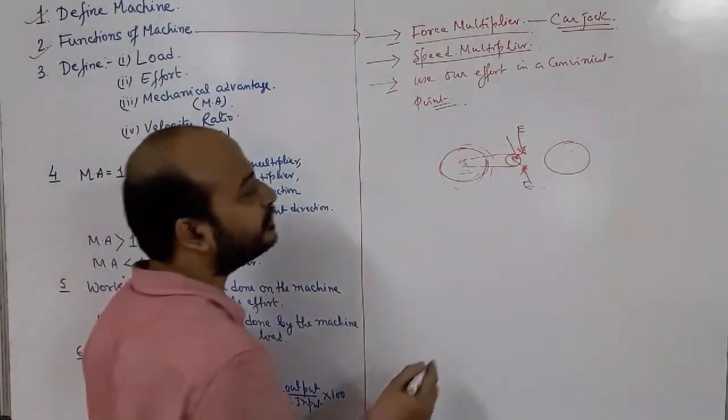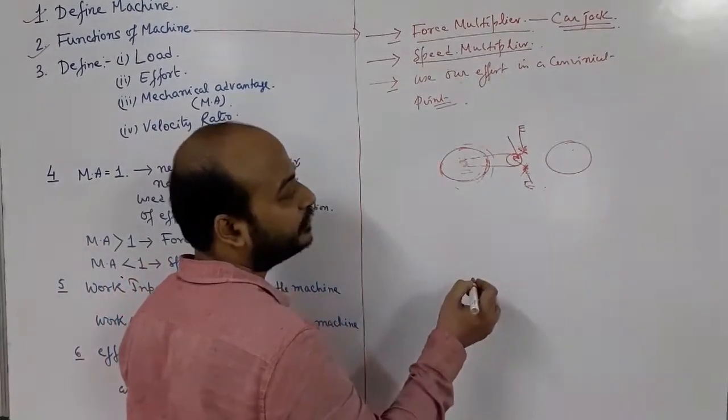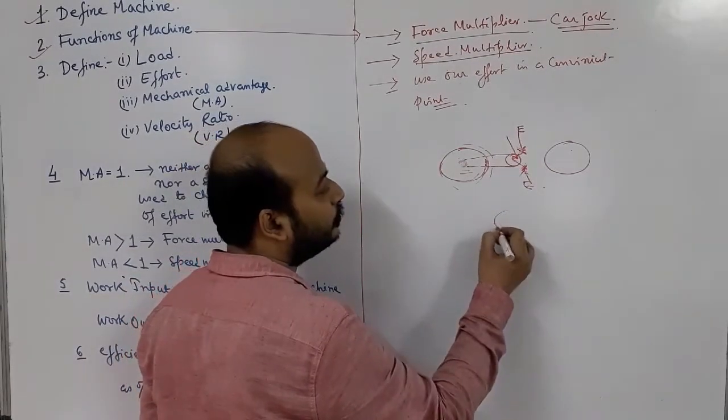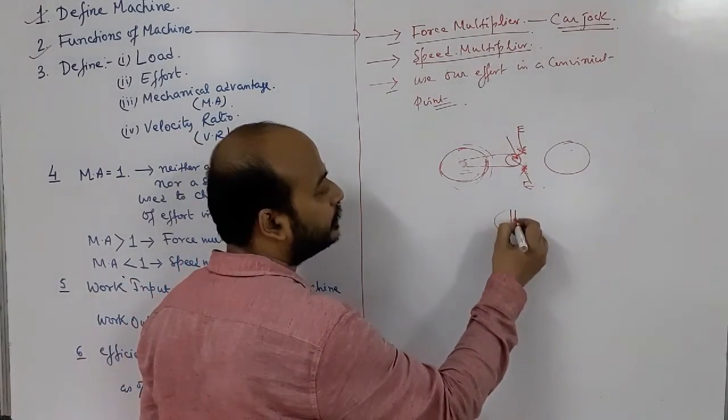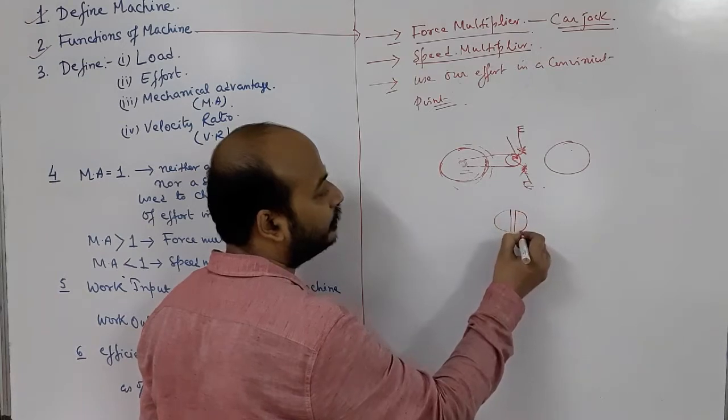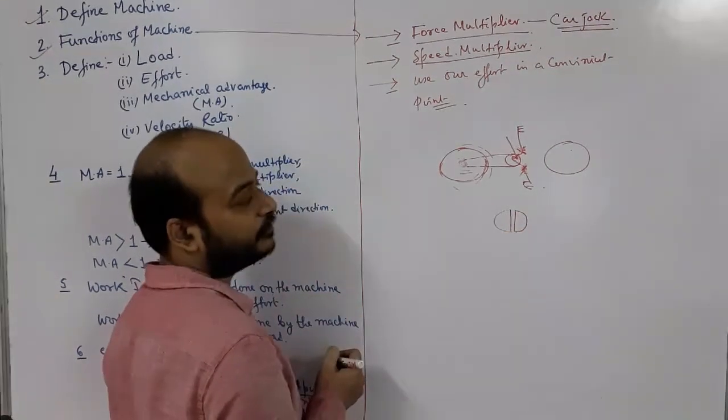Another example of a convenient point is a screwdriver. You know, a screw generally, a screw head, if I am talking about, it looks like this.